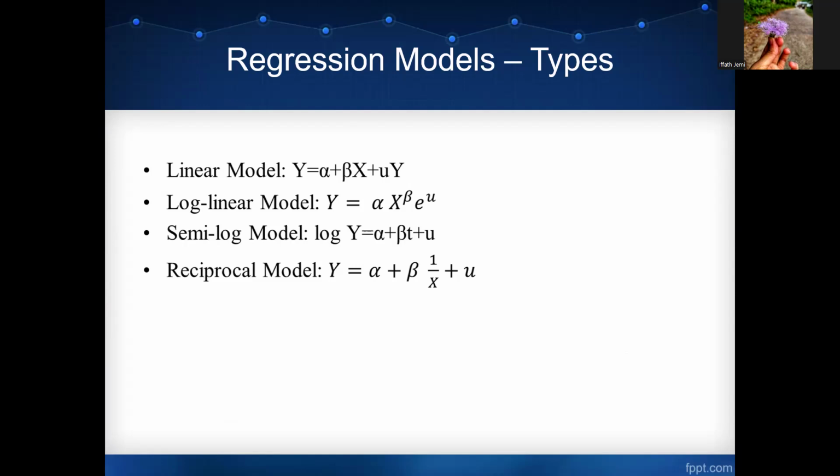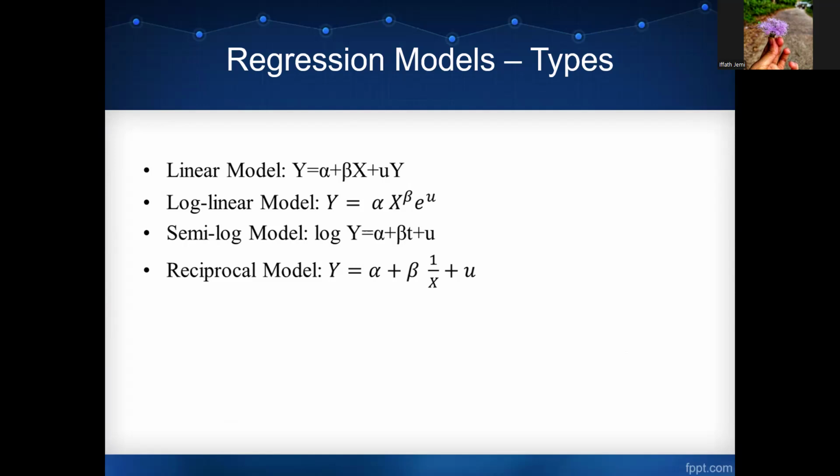Next is the log linear model, expressed as y = alpha x^beta e^u. This is useful when the rate of change in y depends on x in a multiplicative way, often applied in economic and financial data analysis. In a log linear regression model, a change in the log of a variable represents a proportional change.